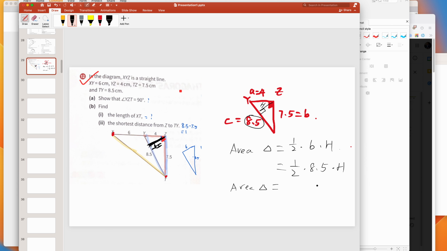Just now you looked at this as the base, right? What if you don't look at this as the base? You look at another one as the base. Which one is the base?